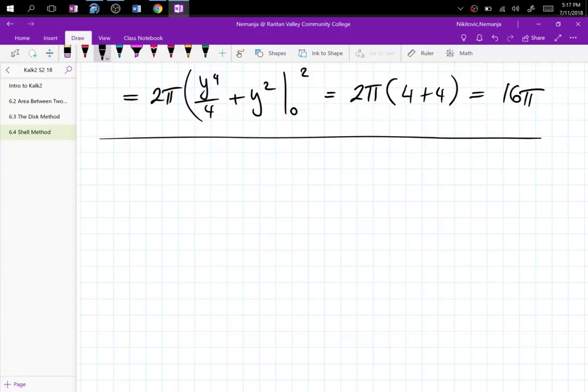P is the axis of rotation, and then the height is equivalent to the other. It's just like the area between two curves, right? So that's your f of x. So we'll do some of those objects that have.